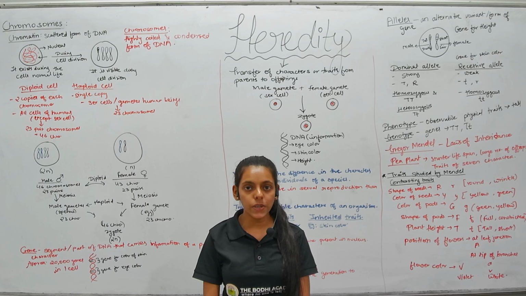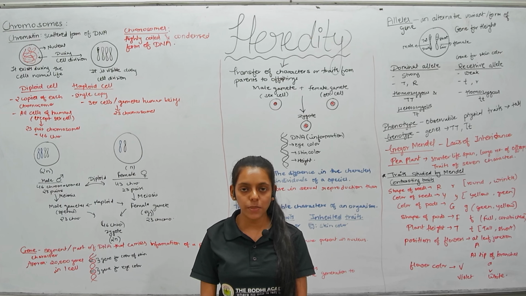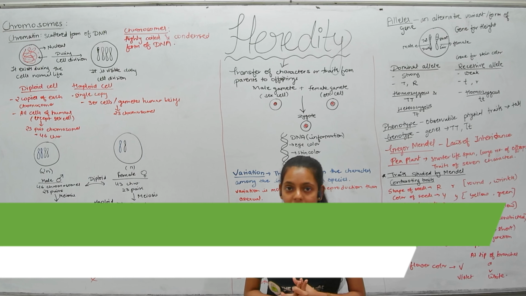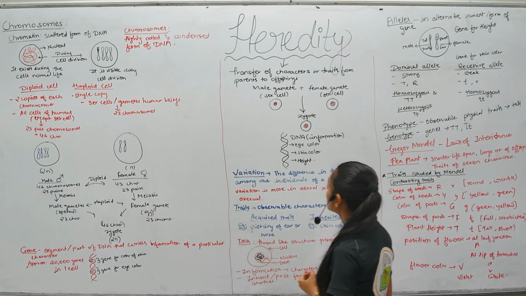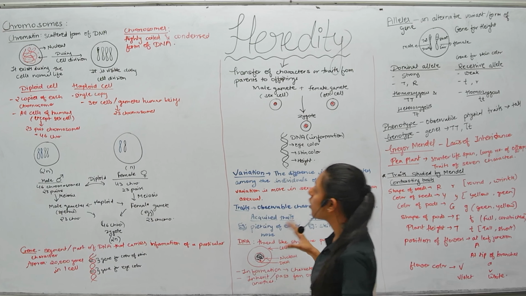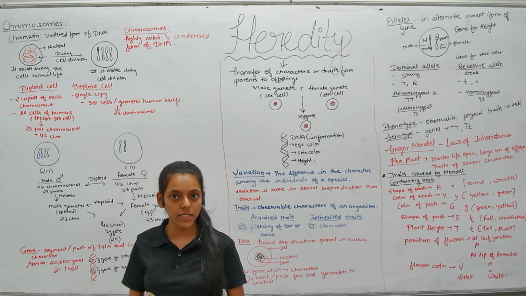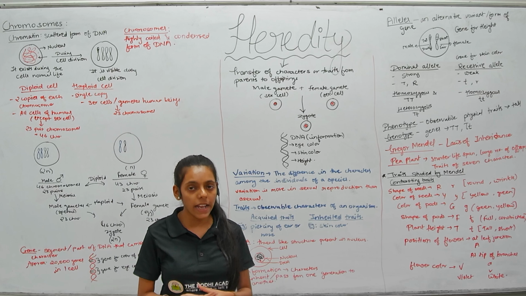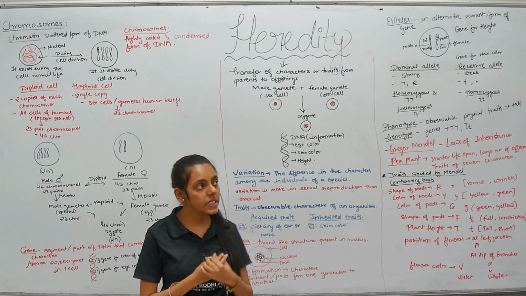In today's video, I'll be covering 10th Standard Science chapter Heredity. So, first of all, what is heredity? Heredity is the transfer of characters from the parents to the offsprings. Characters like skin color, height, eye color, these are the characters.